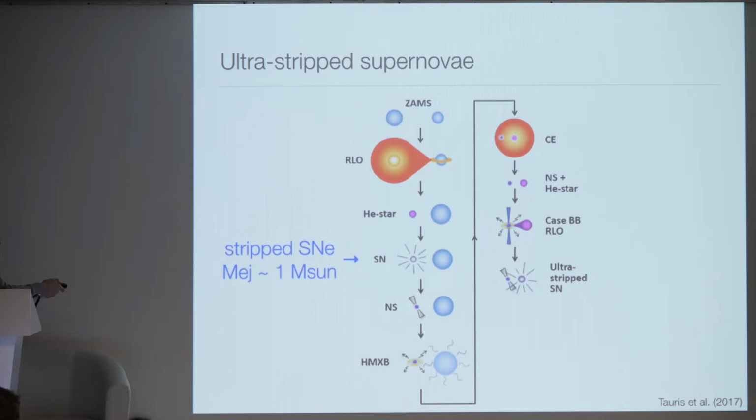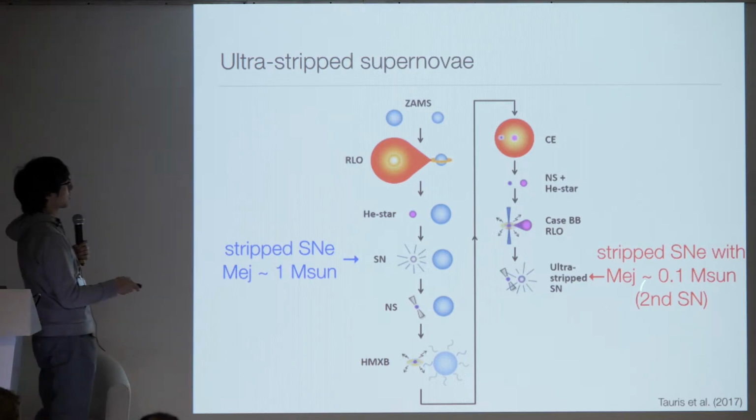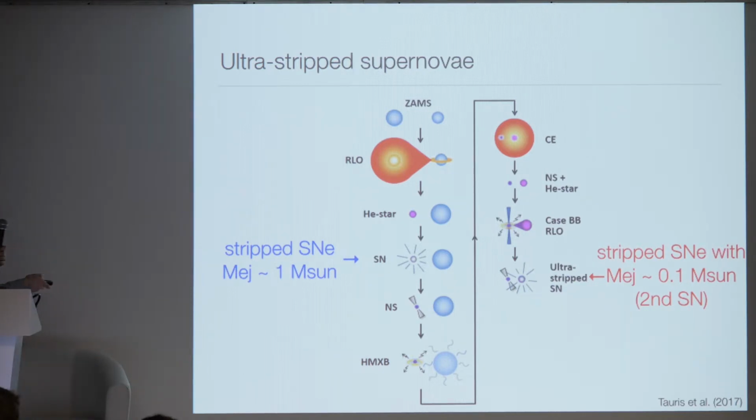And actually, this second supernova, because of this extra mass stripping, will only have an ejecta mass of like only 0.1 solar masses, so about 1 order of magnitude lower. So in a usual stellar evolution, binary evolution, you get 1 solar mass, but if it continues, we can get like 1 order of magnitude less ejecta mass as a second supernova.